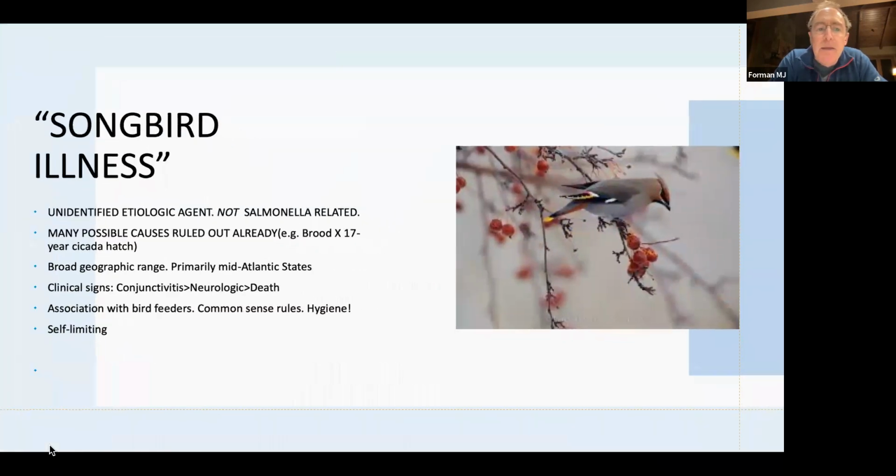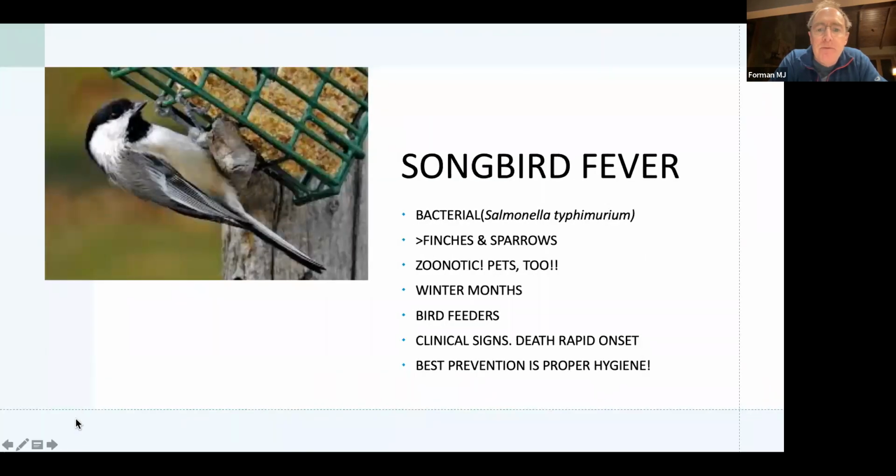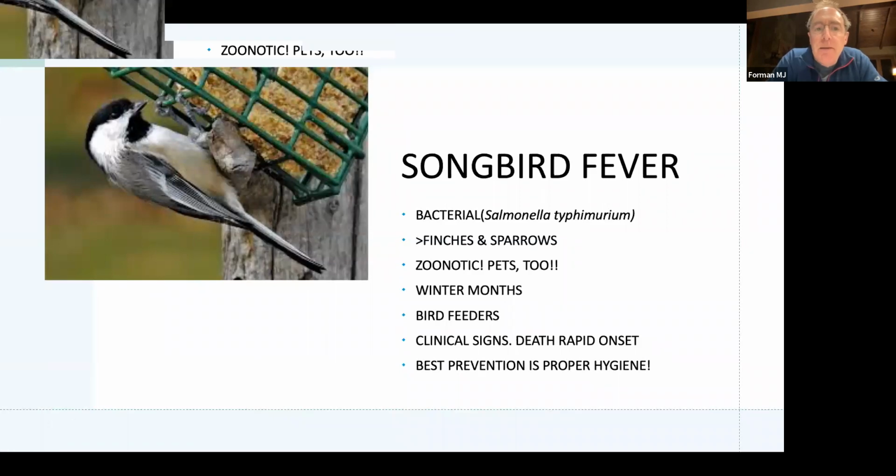One of the important recurring themes that I will keep repeating is zoonosis, and the fact that many of the diseases that I'll talk about tonight are zoonotic.